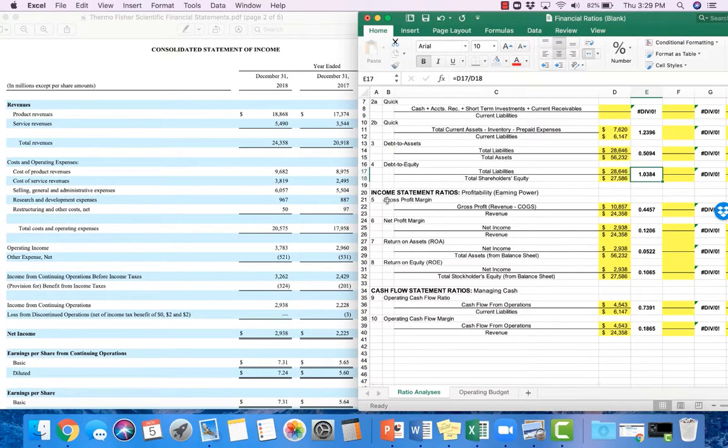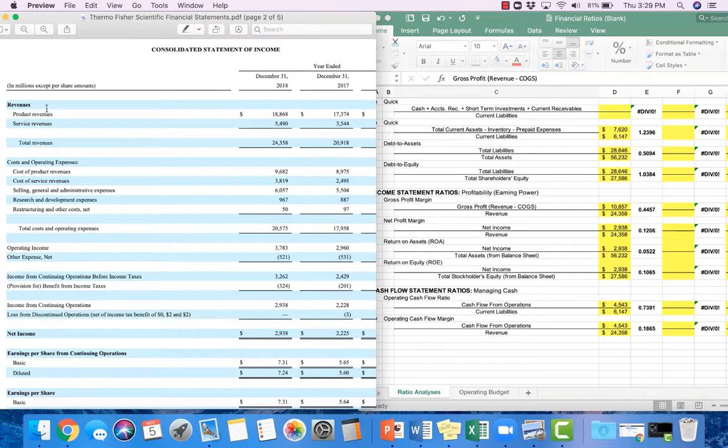So for the gross profit margin, we're going to take our gross profit and divide it by revenue. I do have a note here in parentheses. In order to find the gross profit, you're going to take the revenue and subtract the cost of goods sold. So looking at our income statement, we can see that the total revenues from both products and services sold is 24,358.